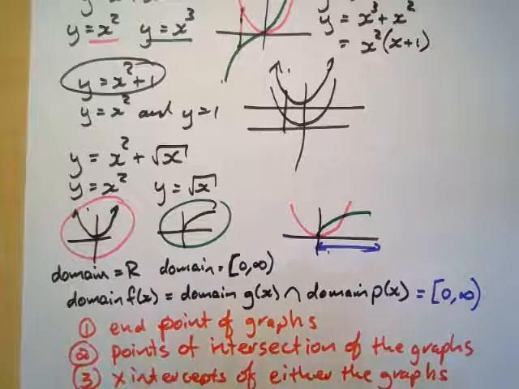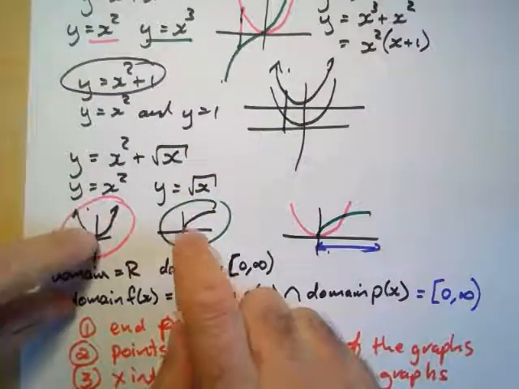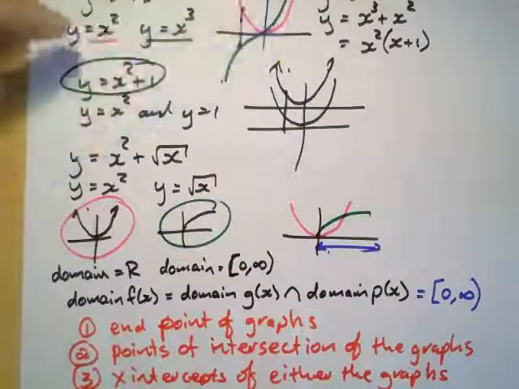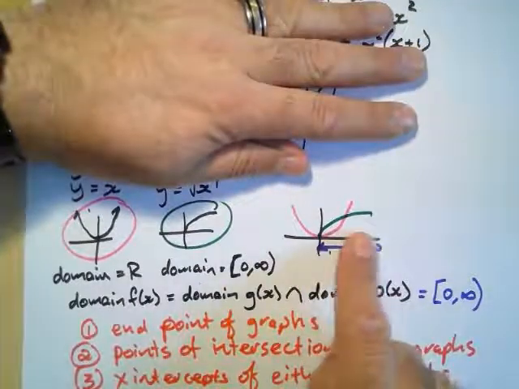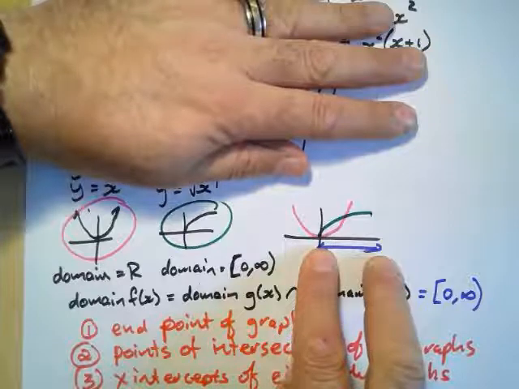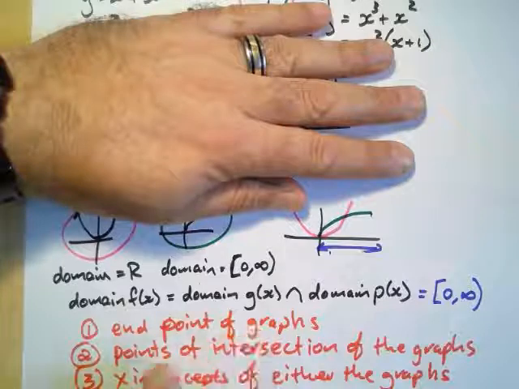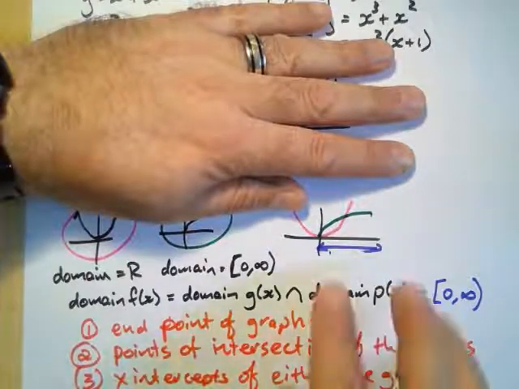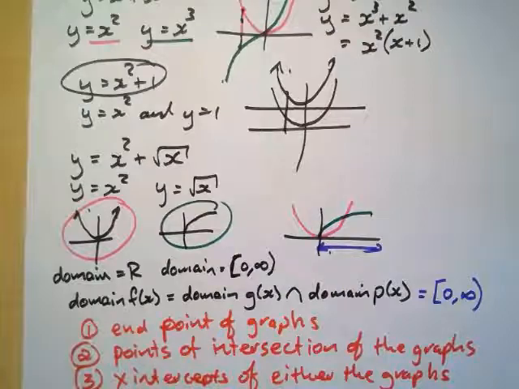Okay, so basically this is what it comes down to. We can add graphs by adding the y values on a graph. So instead of doing it with the values, I can do it on the graph. I can only do it where both the graphs exist in the domain. And what I'm going to do then is add the endpoints of the graphs, the points of intersection, as well as the x-intercepts of either of the graphs. It's very important that you look at worked examples 14, 15, and 16 to know exactly how to do this.